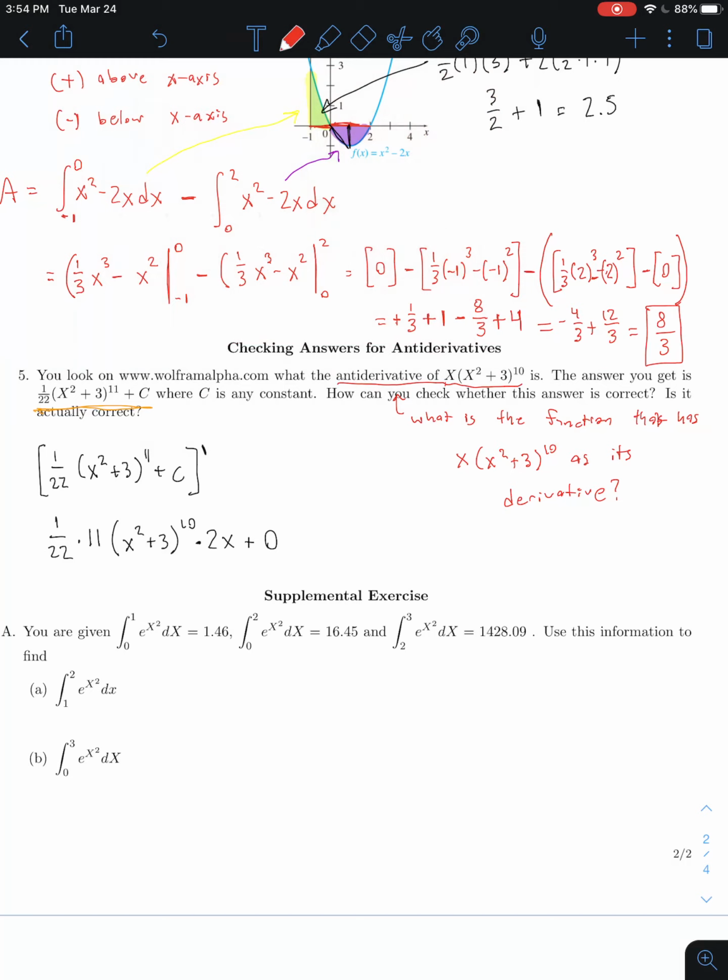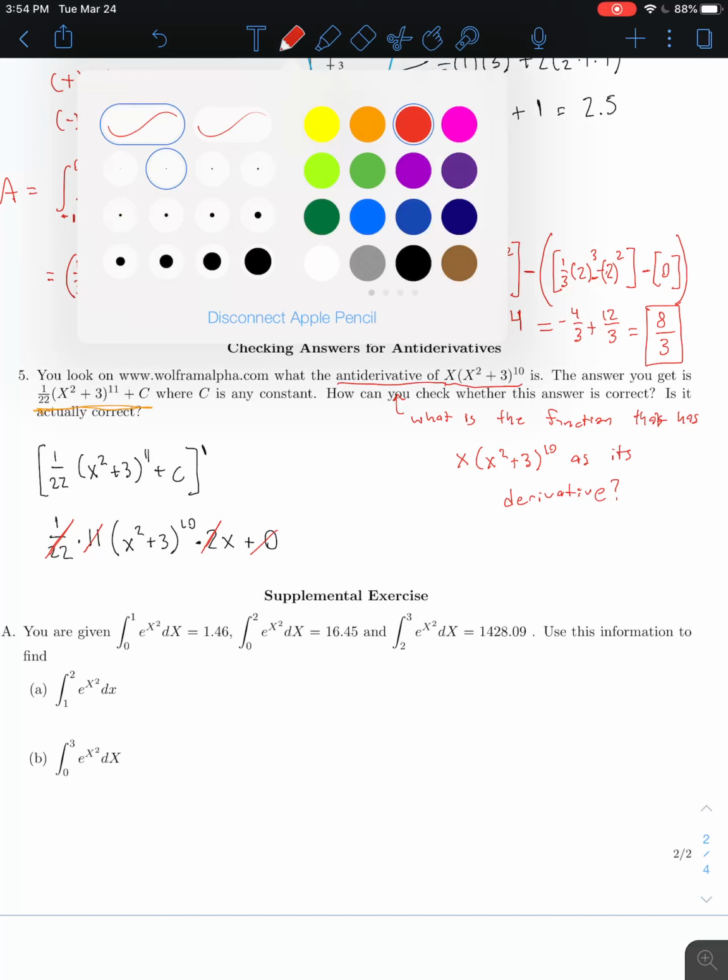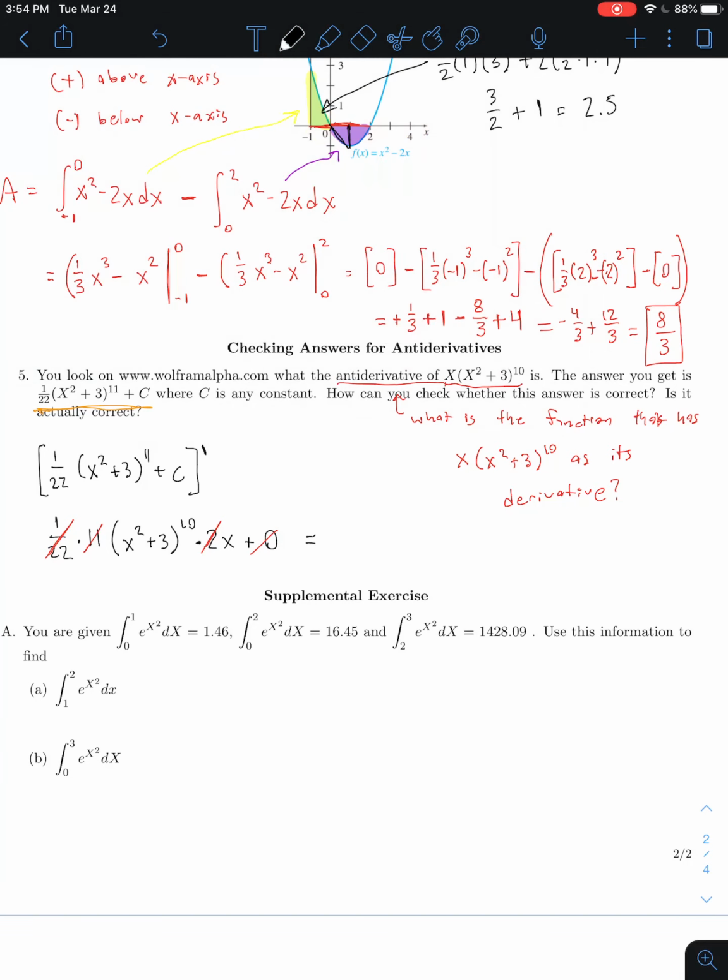And now we can clean this up. We can cancel out the 11 and the 2 to give us a 22 in the numerator. That cancels with the 1 over 22. We can get rid of the plus 0. And we see that this simplifies down to just x times (x squared plus 3) to the 10th, which matches what they gave us up here. So yes, Wolfram Alpha was correct, and this is the antiderivative of x times (x squared plus 3) to the 10th.